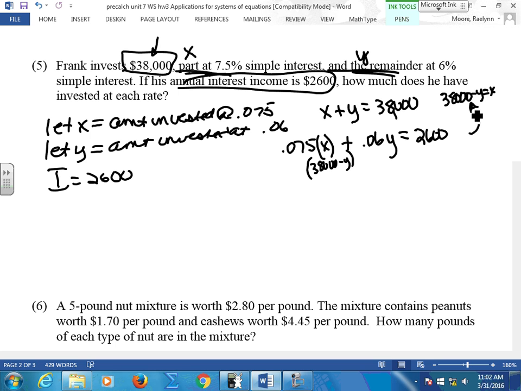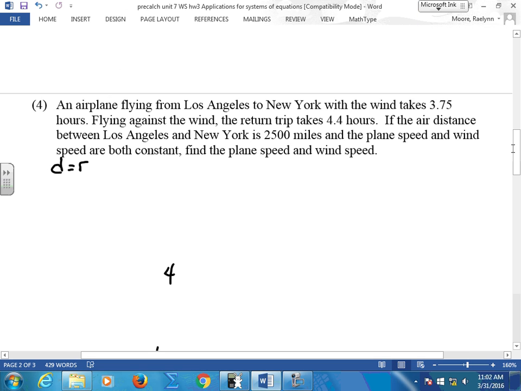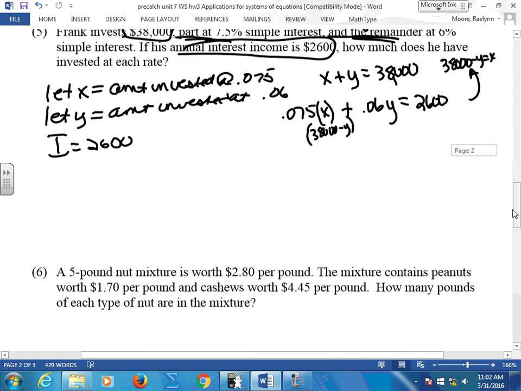We're good with that? Okay, the difference between the interest earned and the money invested is the big bucks. The interest earned is when I multiply it times the interest. Okay, let's see if we could set this guy up.